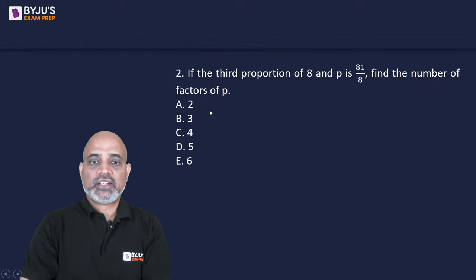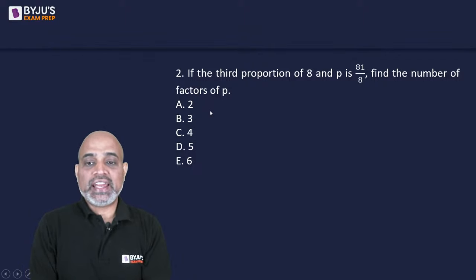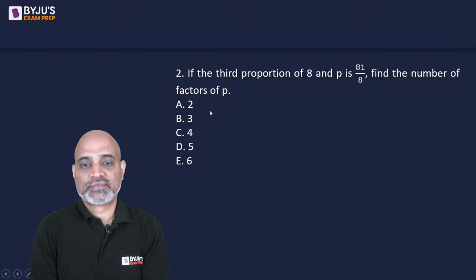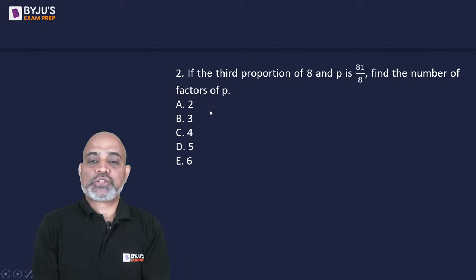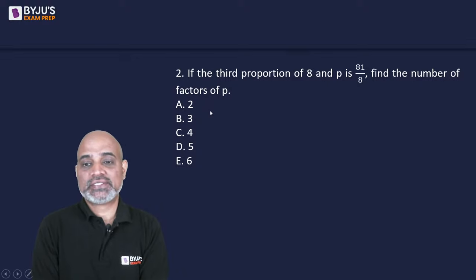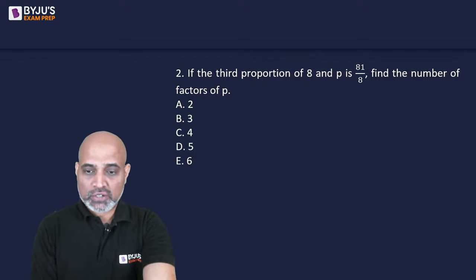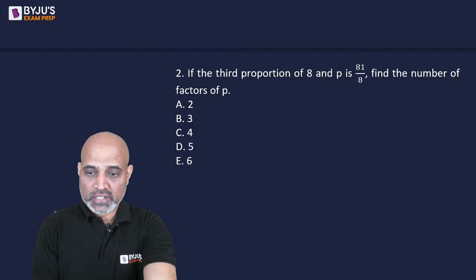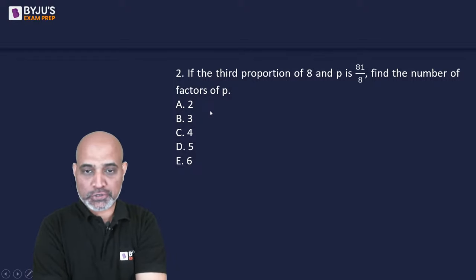Good, good. Now, if the third proportion of 8 and P is 81 by 8, then find the number of factors of P. Third proportion of 8 and P is 81 by 8. Then what will be the number of factors of P? So, right Arjun. Now Vivek, we are just doing the second question.